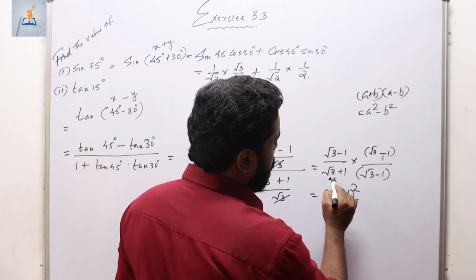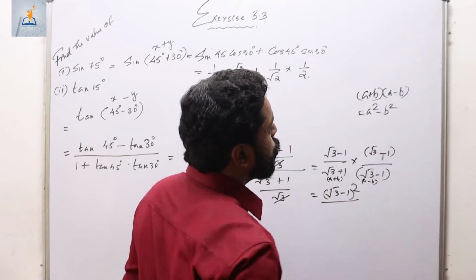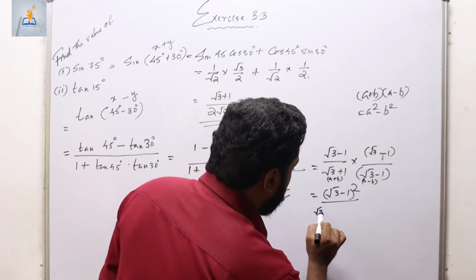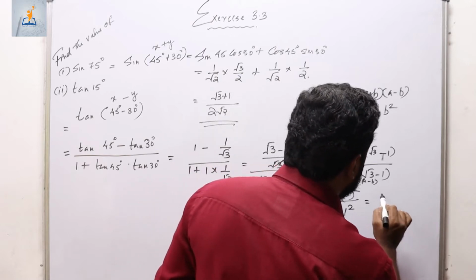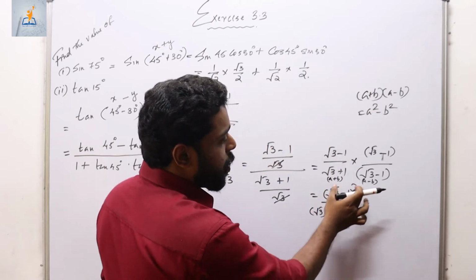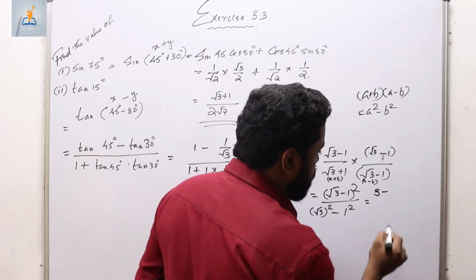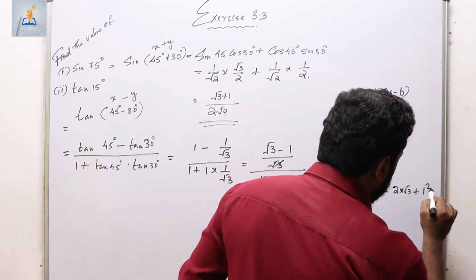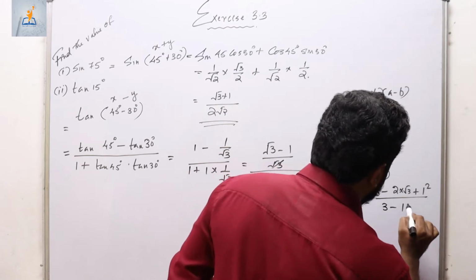It is of the form a plus b into a minus b, isn't it? We know that a plus b into a minus b equals a square minus b square. So it will become root 3 square minus 1 square. In the numerator we can have a minus b the whole square: root 3 square is 3, minus 2ab, 2 into root 3 into 1, plus 1 square b square. Root 3 square is 3, minus 1 square equals 1.